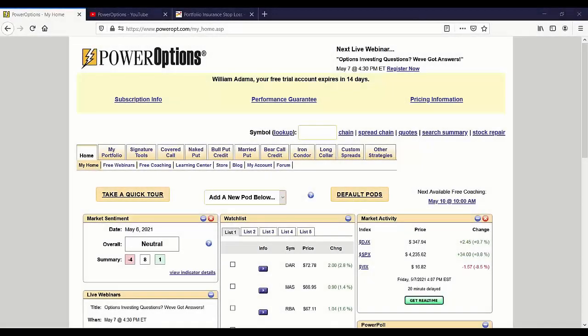All right, so Steve, your first question. If you have a long call or a call spread position, when would you roll versus exiting the position?